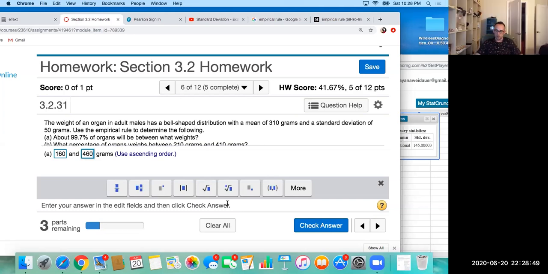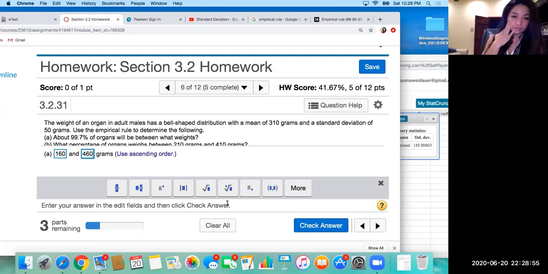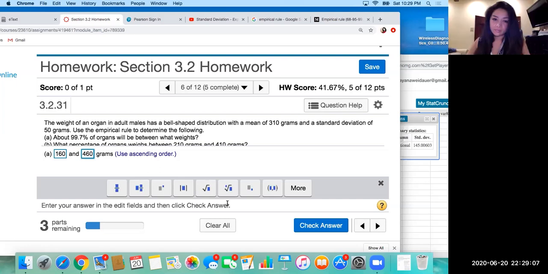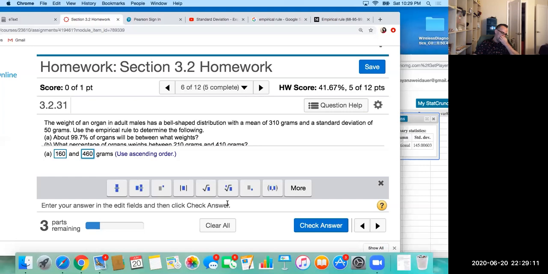I'll explain it to you in a more intuitive way. The empirical rule tells us, let me think. It's hard to explain. Okay, let's think about this. Think about incomes. Let's say people make on average 100,000.